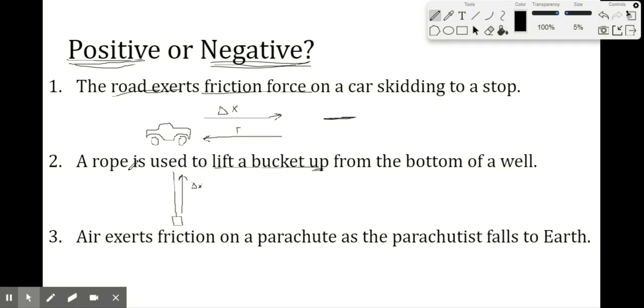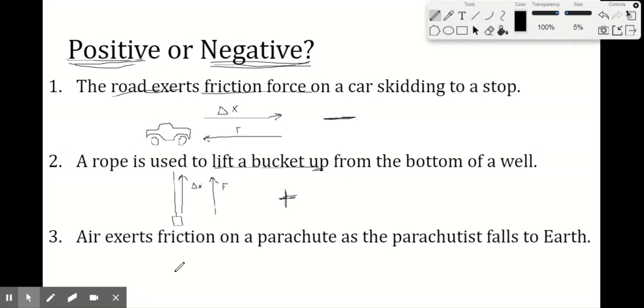And we need to think about which direction the rope is actually pulling. Well, we're pulling up. This is a really simple example when you think about it, but our force from the rope is also pointing up. Since our change in position and our force are in the same direction, are we going to have positive or negative work? Since they're the same direction, work is positive. So I'll draw a little plus sign for this one.